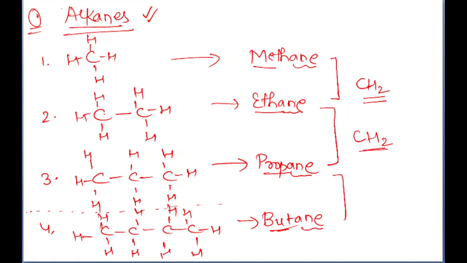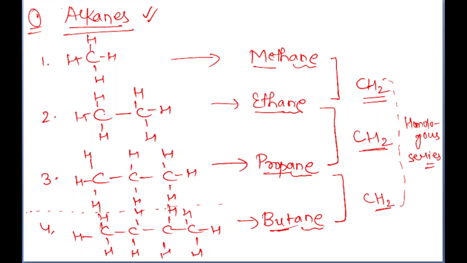Then between propane and butane you will see here 3, here 4, the difference is of 1 carbon, and when you calculate these hydrogens, you will find it is also CH2. So this is the beauty, and we call this series in which we have a difference of CH2 in all the members a homologous series. So each member differs by a CH2 unit.